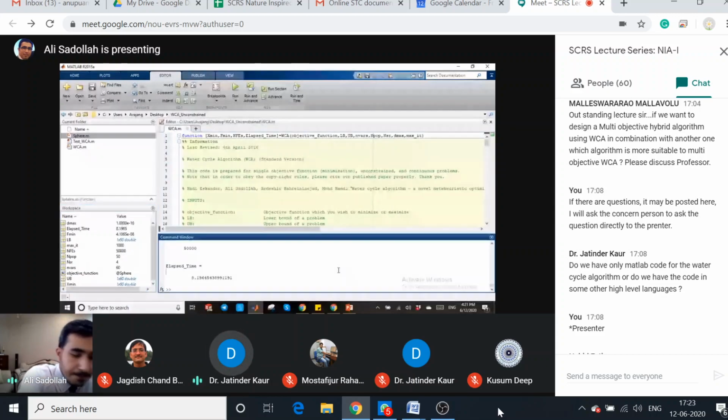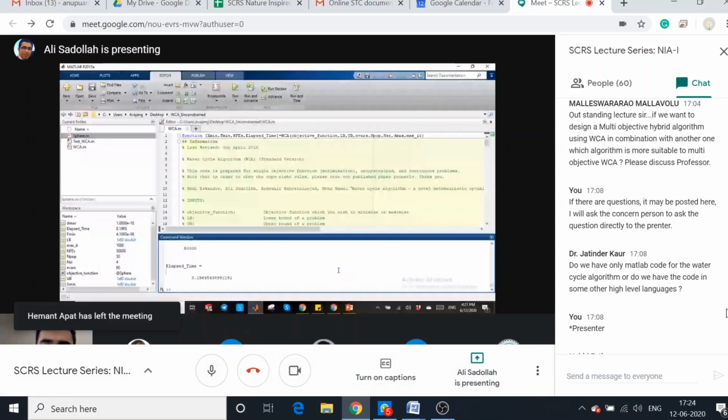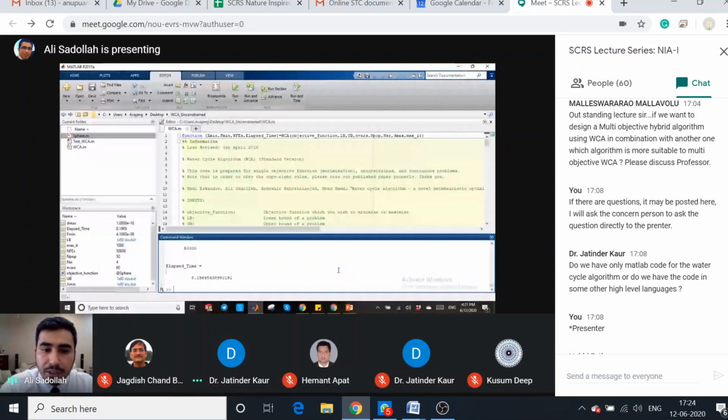My question is, do we have source code in any other language for WCA? Yes, you can find the source code on my personal website, which I mentioned at the start of the presentation. There you can find the standard code, the constraint version, and the multi-objective version. She's asking whether the code is available in any language other than MATLAB.